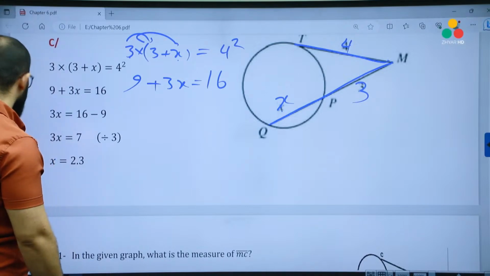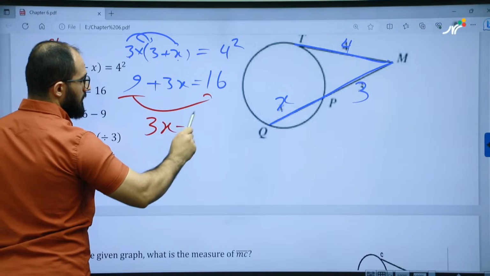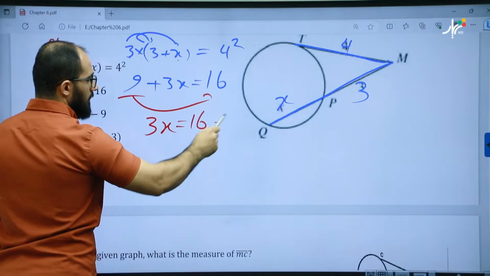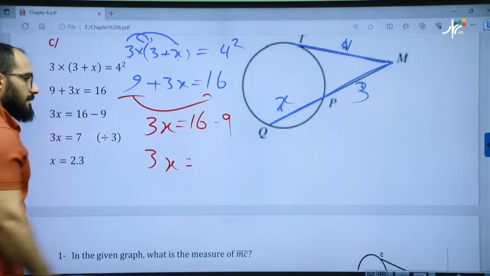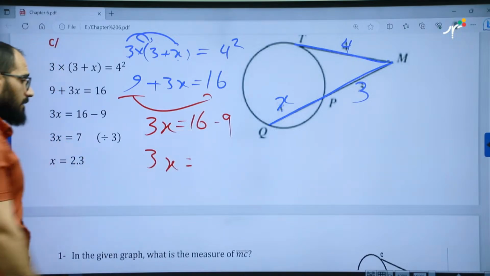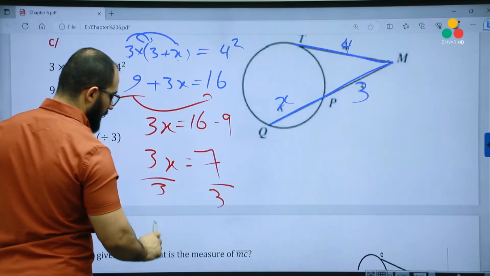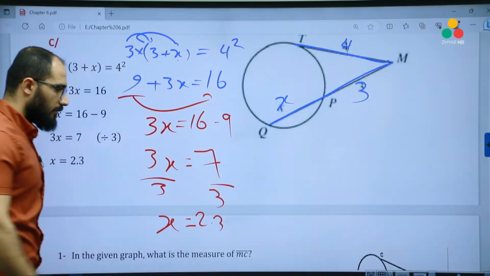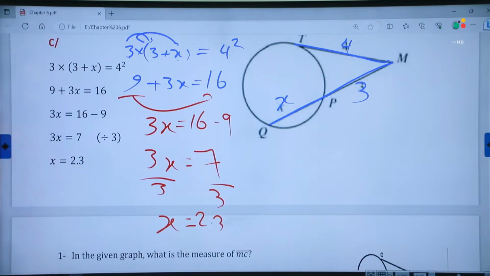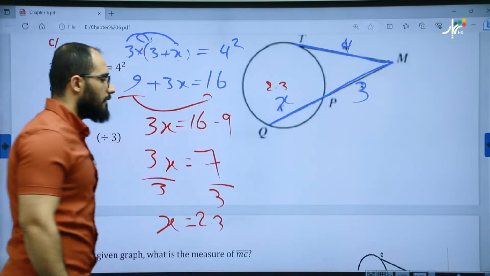So we have a multi-step equation. Move 9 to the other side. 3x is equal to 16 minus 9. So 3x is equal to 7. Divide both sides by 3. So x is equal to 2.3. The value of x is 2.3.